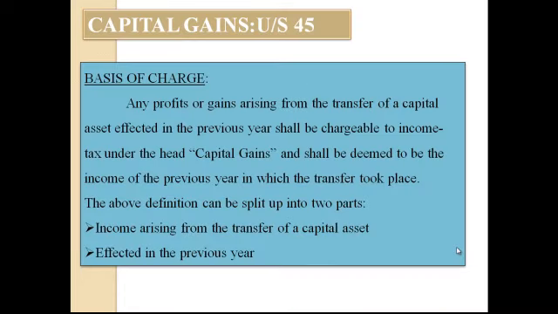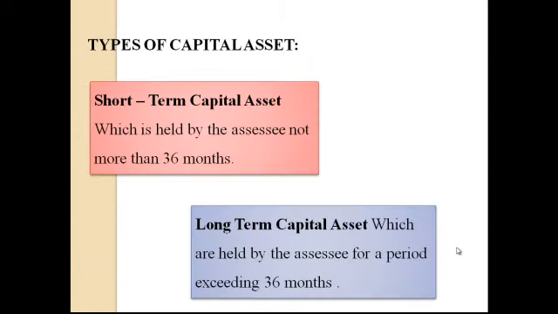The fourth head of income is capital gain under section 45. The basis of charge for capital gain is that any profit or gain arising from the transfer of a capital asset effected in the previous year shall be chargeable to income tax under the head capital gain, and shall be deemed to be income of the previous year in which the transfer took place. The above definition can be split into two parts. One is income arising from the capital asset. It should be in the previous year.